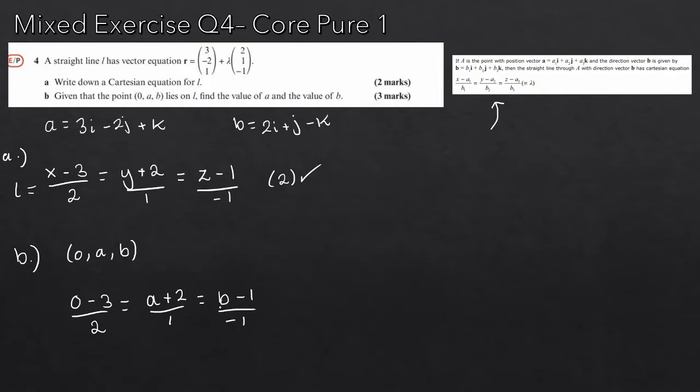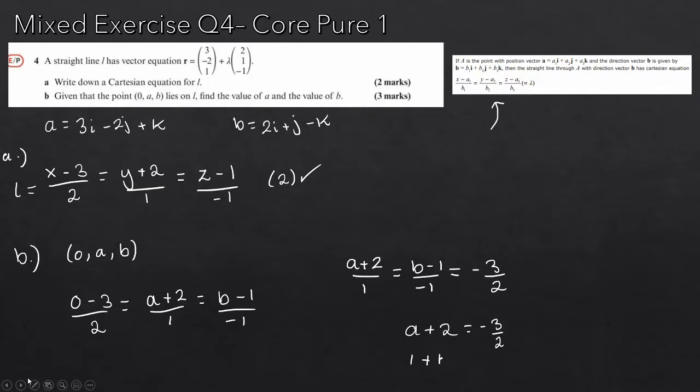Okay, so we can simplify this first part here. This would be minus 3 over 2. So what we've got here is a plus 2 over 1 is equal to b minus 1 over minus 1, which is equal to minus 3 over 2. So we can treat these separately now. I've got a plus 2 over 1 equal to minus 3 over 2, in other words a plus 2 is equal to minus 3 over 2. And I've also got b minus 1 divided by minus 1, which would be the same as 1 minus b. So can I just rub that out? Eraser, yeah. So that'd be 1 minus b.